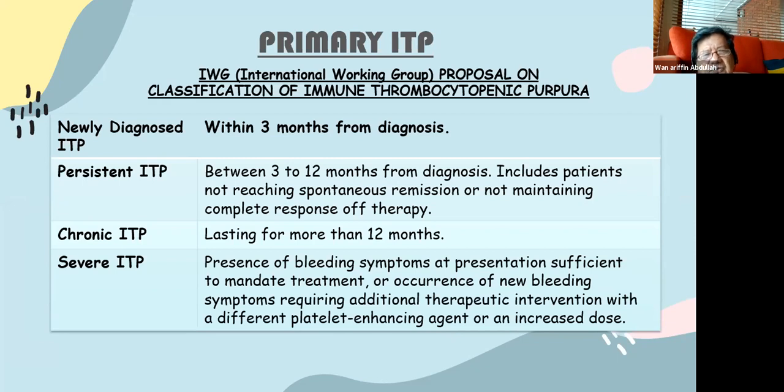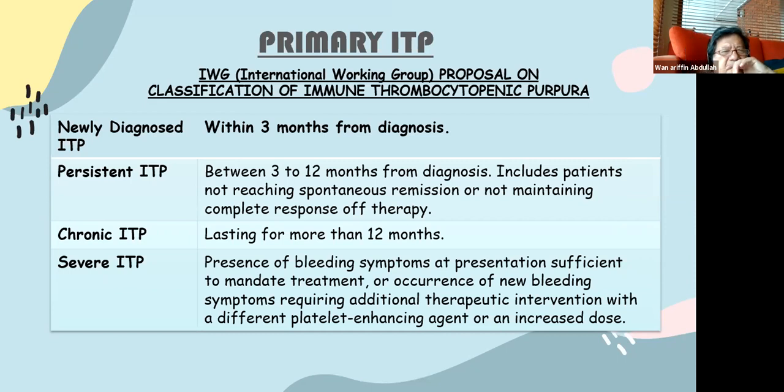So as far as I know, there are only 3 classifications, depending on the duration of the disease. Newly diagnosed is the first 3 months. Persistent is 3 months to 12 months. And then chronic ITP. And each one of these can be severe ITP. So severe ITP is not one of the classifications. It's different, because chronic ITP can be mild, moderate, or severe. Persistent can be mild, moderate, or severe.